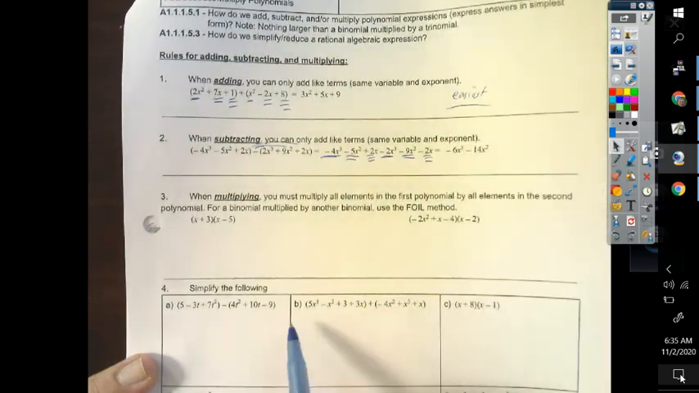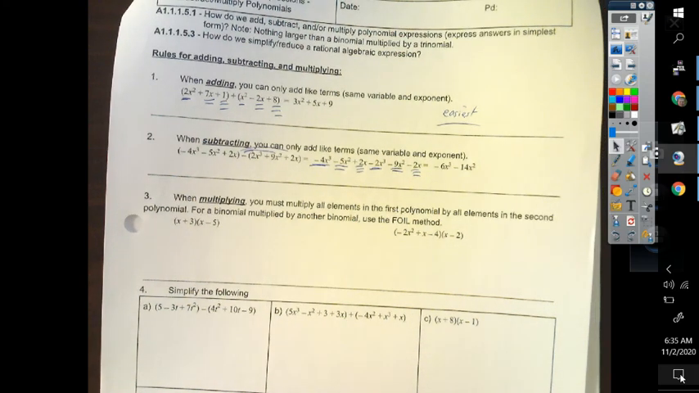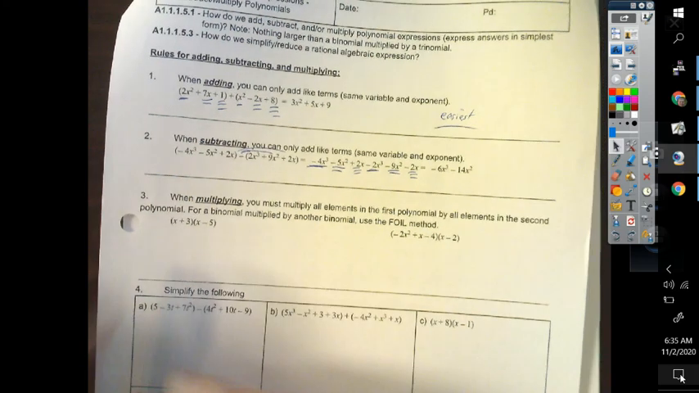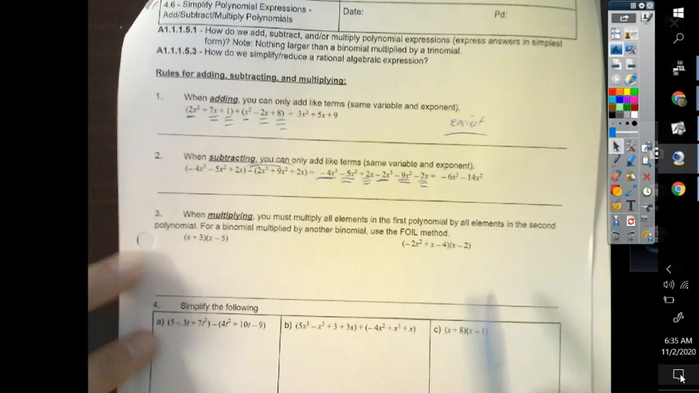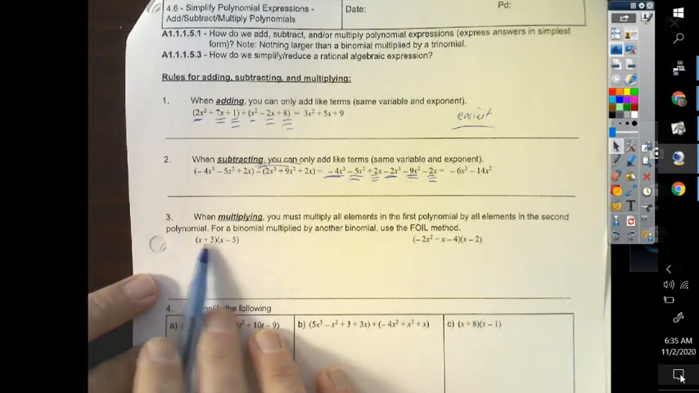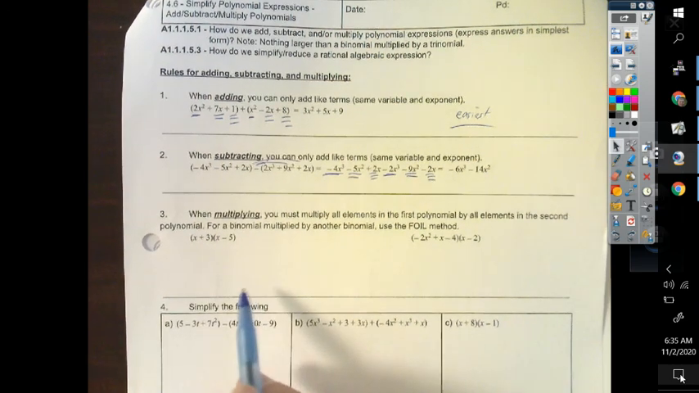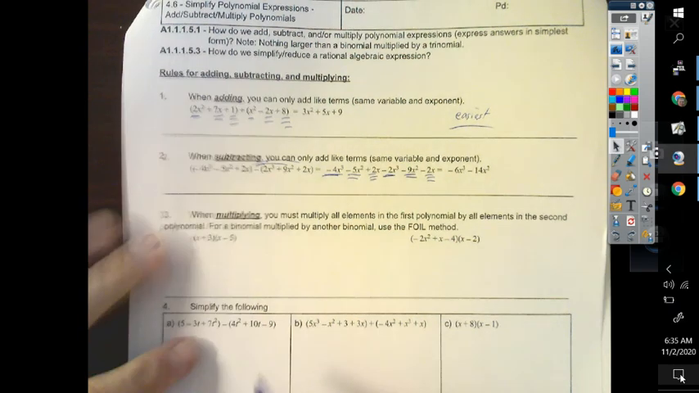All right. Finally, we get to the big hitters, okay? Multiplying. So this is called the FOIL method when you have a binomial and a binomial. So quick vocab for you guys. Binomial is when you have two terms inside of parentheses. Typically, it's like an x and a number, okay? So two binomials getting multiplied together, we FOIL.